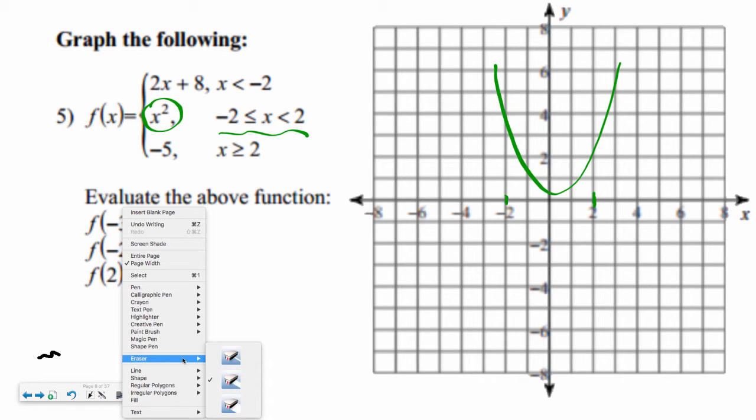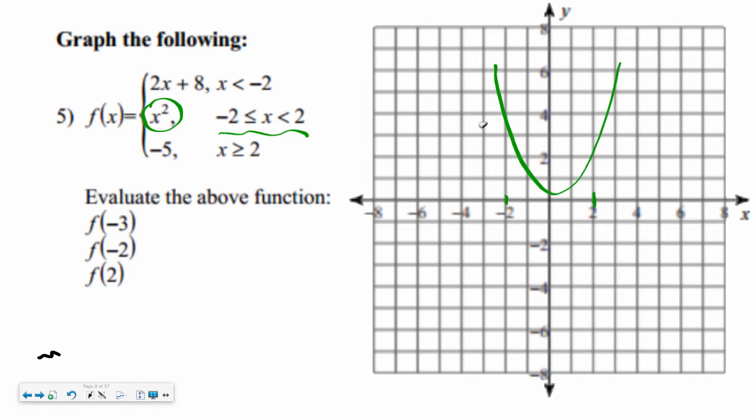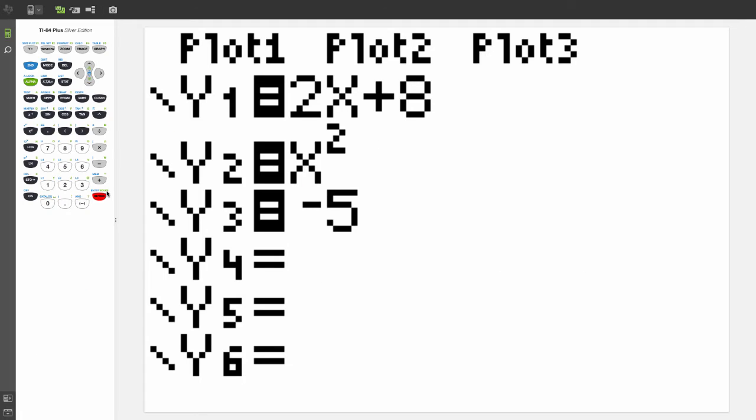So that would mean getting rid of this, perhaps, and this, you know? So how do we do that? I would suggest using your calculator, plugging in these three functions, and let's see if we can grab some values and then graph accordingly.